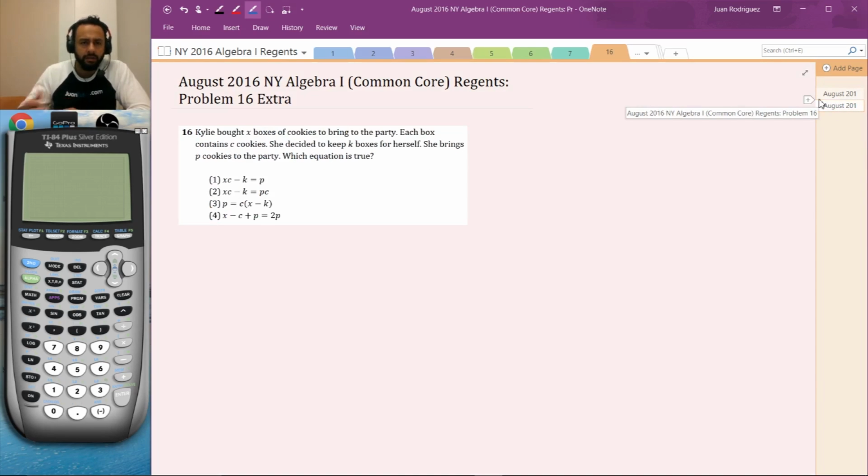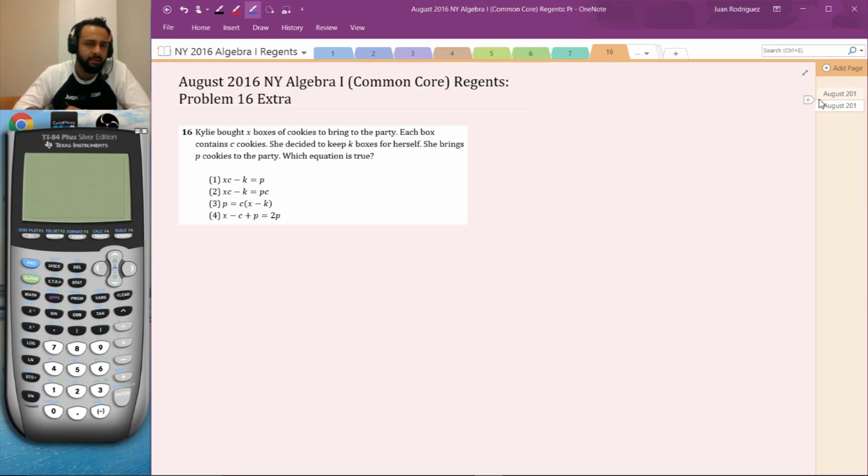Kylie bought, it's related, of course. Kylie bought X boxes of cookies to bring to the party. Each box contains C cookies. She decides to keep K boxes for herself, and she brings P cookies to the party. Which equation is true? And you have 4 equations: XC minus K equals P, XC minus K equals PC, P equals C times X minus K, or X minus C plus P equals 2P.